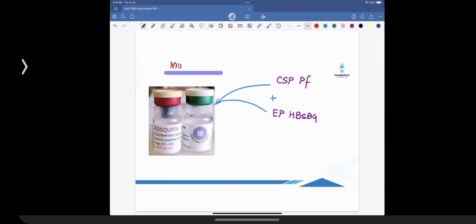Only licensed malaria vaccine in the world, which was available in Africa till now, Mosquirix: circumsporozoite protein of Plasmodium falciparum and envelope protein of hepatitis B surface antigen. So this is a unique thing. Malaria vaccine production by using surface antigen of hepatitis B. Questions are prepared by faculty only. Government medical college faculty, mostly from tier 1 cities of India like Delhi, Mumbai, Hyderabad.